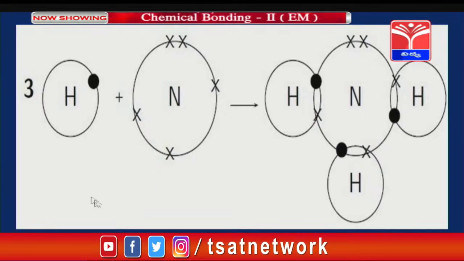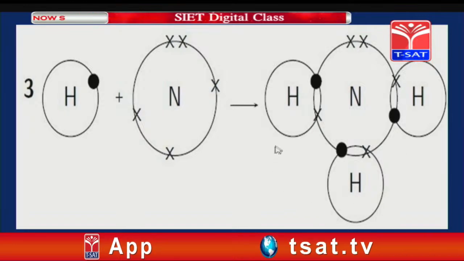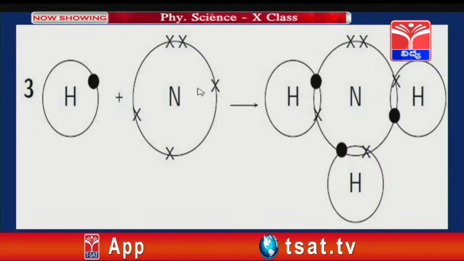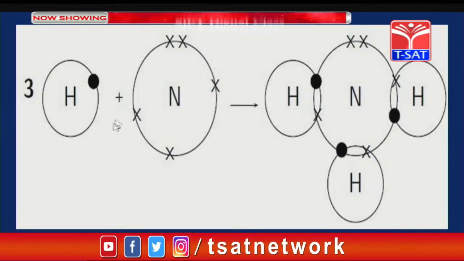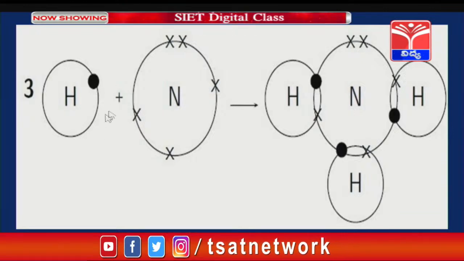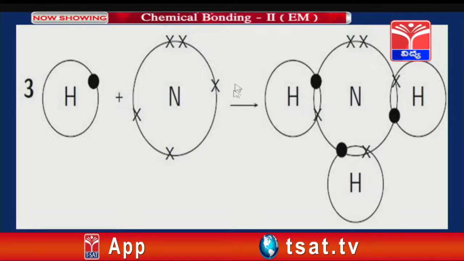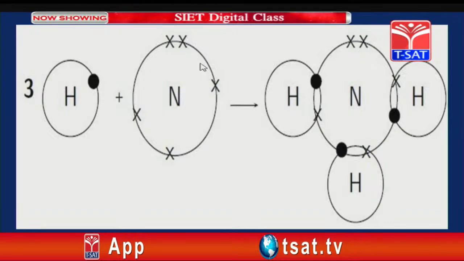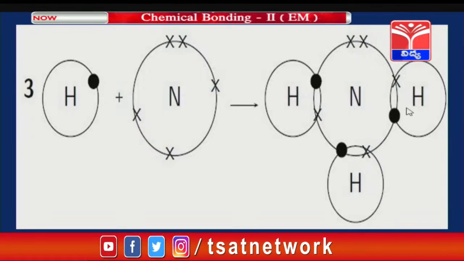Now let us take another example, children, ammonia. The formula of ammonia is NH3. Earlier we have studied that the atomic number of nitrogen is 7 with 5 valence electrons, and hydrogen has only 1 valence electron. So hydrogen requires 1 more electron to attain duplet configuration, and nitrogen requires 3 more electrons to attain octet configuration. And thus each nitrogen combines with 3 hydrogen atoms, each contributing 1 electron.